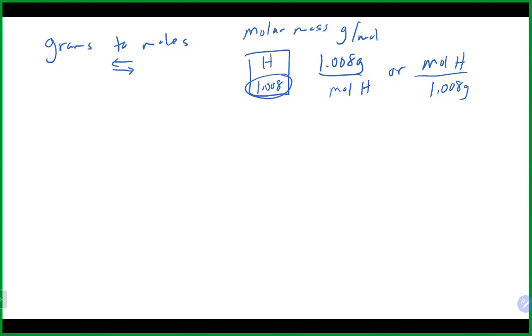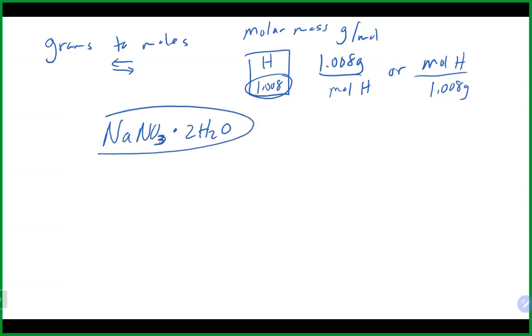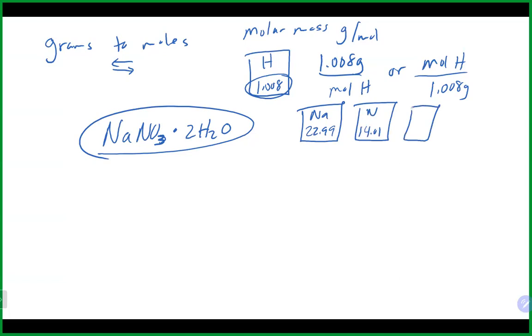So if you're looking for the molar mass of some type of hydrate, like say this here, NaNO3·2H2O, hydrates are a little bit different. You actually have to get the molar mass of everybody that's there from the periodic table. So if you went to the periodic table, you would find sodium, that's 22.99. You would find nitrogen, that is 14.01. You would find oxygen, that's 16, it says underneath it. And basically we just add up all the parts.